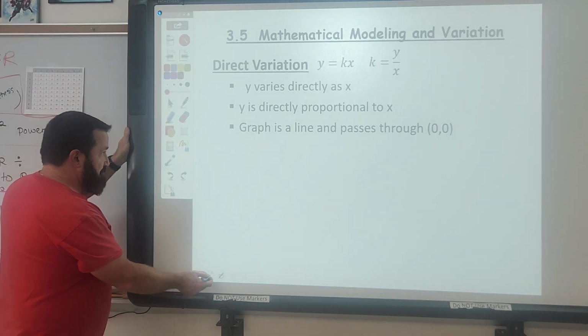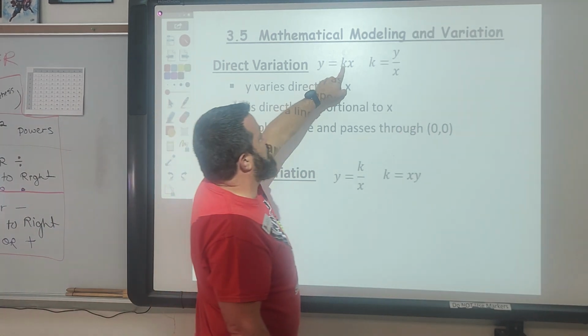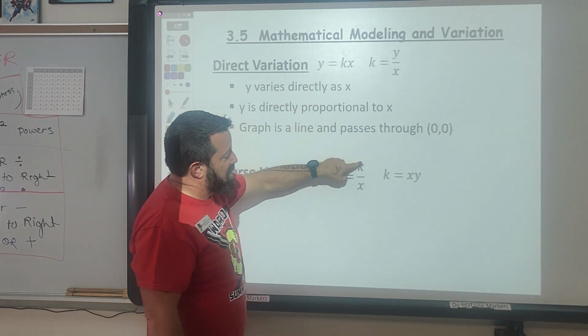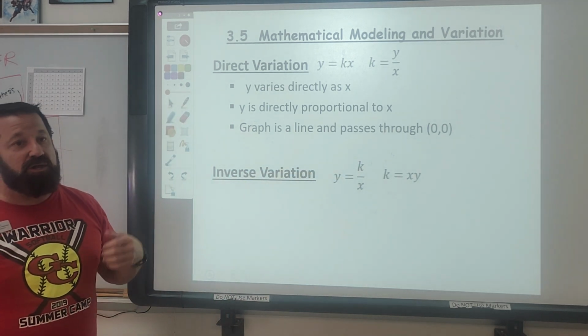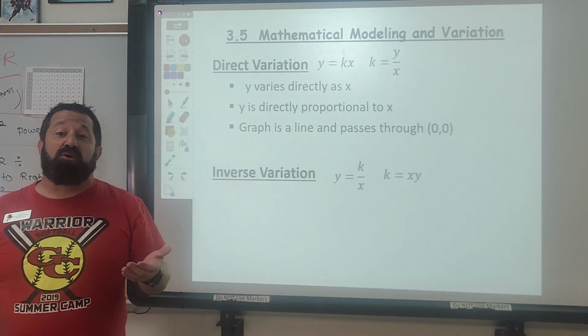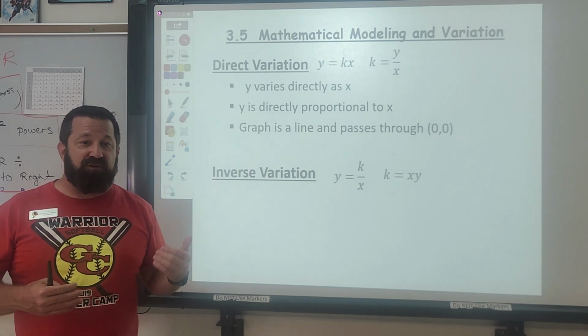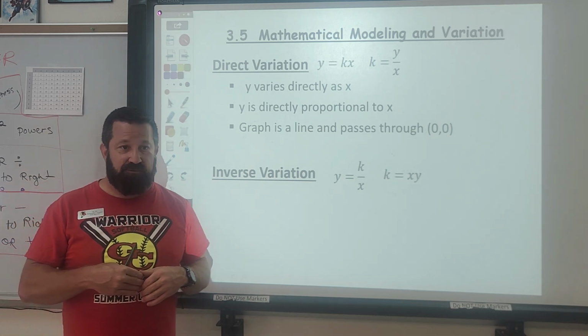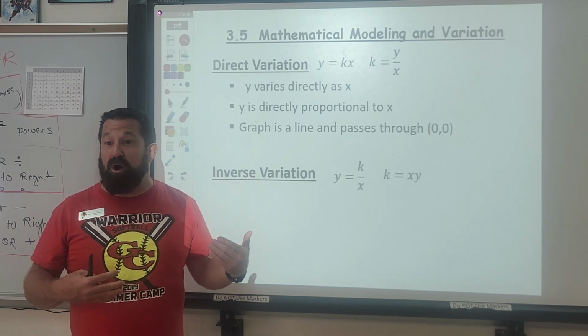Inverse variation. Instead of having the variable times the constant, you can see the constant is being divided by the x. So in this case, when you double the x value, instead of the y value doubling, it actually does the opposite. If you double the x value, the y value gets cut in half.